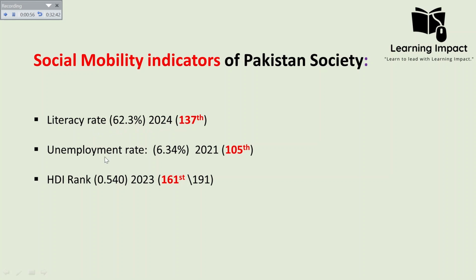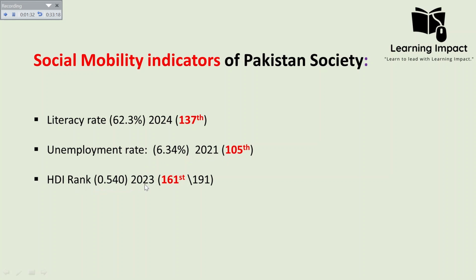And secondly, the unemployment rate, which is about 6.34% according to 2021, and Pakistan ranked 105th globally. It is one of the worst rankings also. The tragedy of Pakistan is that half of the population is youth, but the youth which could prove an asset for our society has become a burden, because there is huge unemployment.